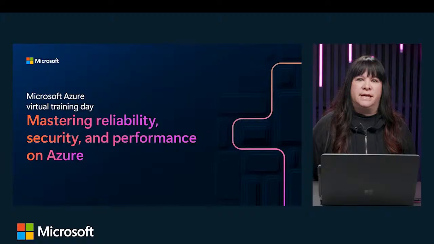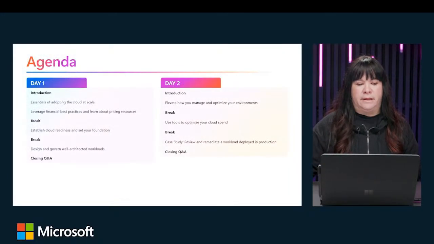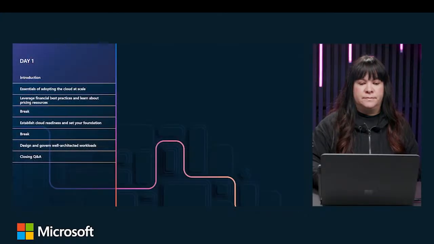So let's get started with a session on architecture and compute. As you can see from the agenda for today, the first one that we're going to talk about is essentials of adopting the cloud at scale. We'll also get into leveraging financial best practices and learning about pricing resources. And then expect a break, and then we'll come back from break and do establish cloud readiness and set your foundation. We'll have another break, and then we'll talk about design and govern well-architected workloads, and then a final closing Q&A. So let's get into day 1.